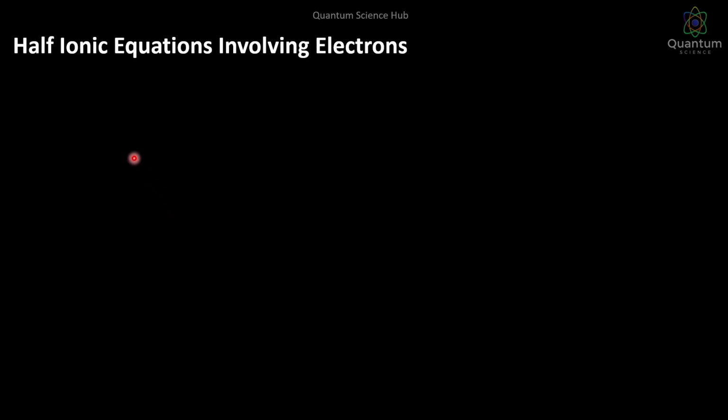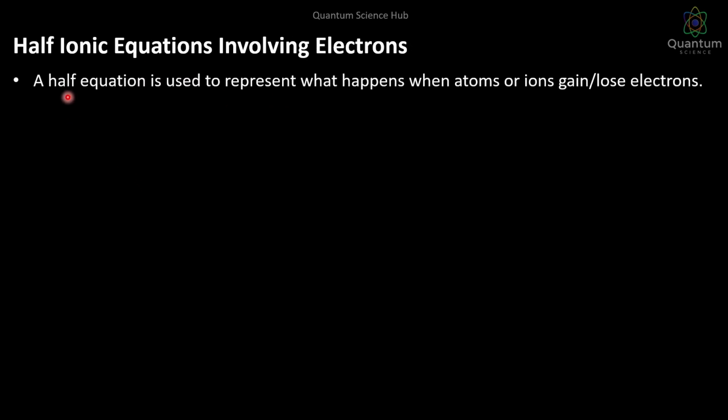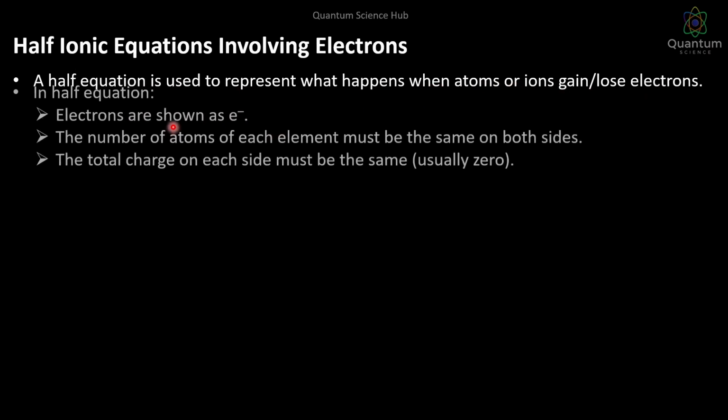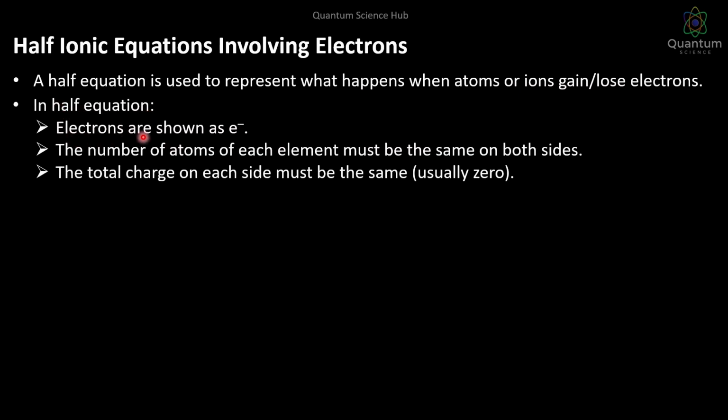Now let's talk about half ionic equations involving electrons. A half equation is used to represent what happens when atoms or ions gain or lose electrons. In a half equation, electrons are shown as e-. The number of atoms of each element must be the same on both sides, and this is why we learned how to balance chemical equations before. The total charge on each side must be the same, or usually equal to 0.